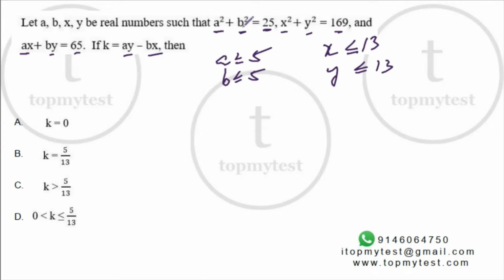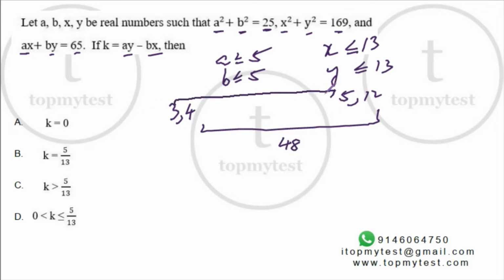Now, the moment you see 25, you say 3 and 4. And when you say 13, you say 5 and 12. That's a Pythagorean triplet. Now, let's see how you can find this. If you take the larger two numbers, 12 into 4 is 48, 5 into 3 is 15. You're only going to get 63. You will not be able to reach 65.